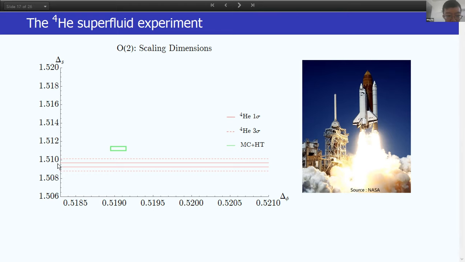Okay, so in this plot, the red line and the red dashed line are from the helium-4 superfluid experiment on the space shuttle. And the green box is the result from Monte Carlo simulation. Between the box and the red line, there is an 8 sigma difference. So you can say the discrepancy is pretty big. It basically means if the theory is actually here, the probability is 10 to the minus 13 something. So then what's happening? Is the theory wrong or is the experiment wrong?